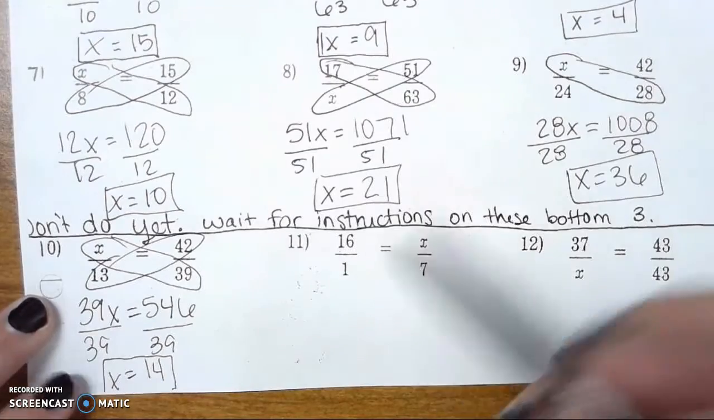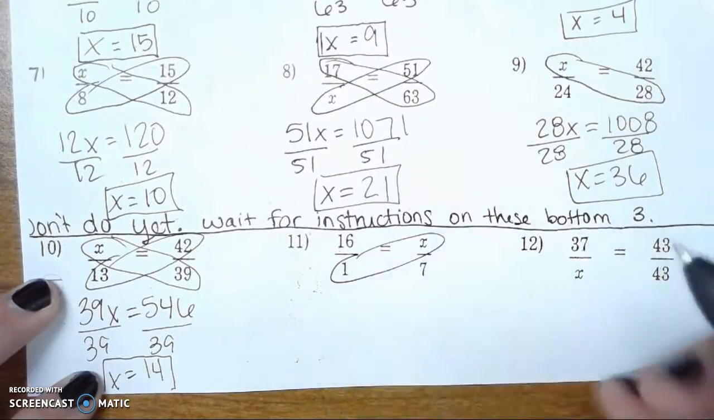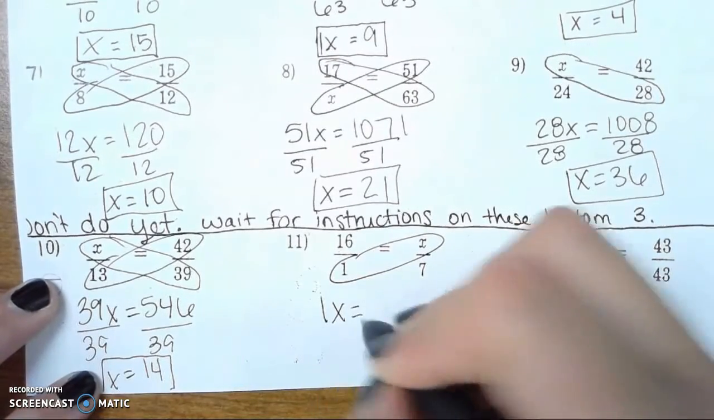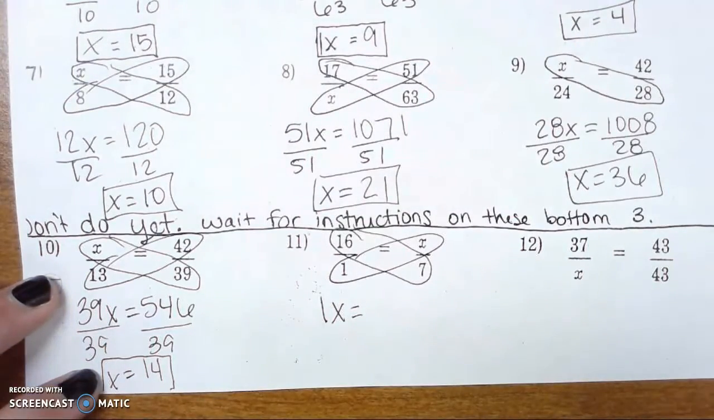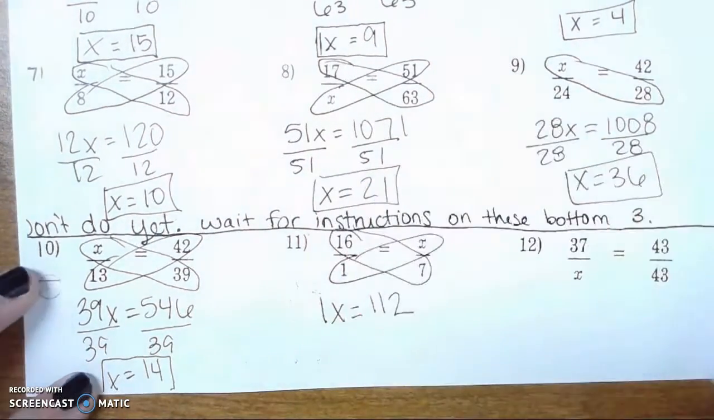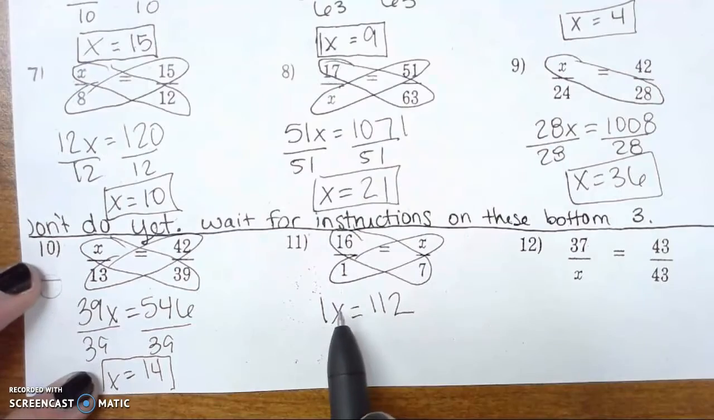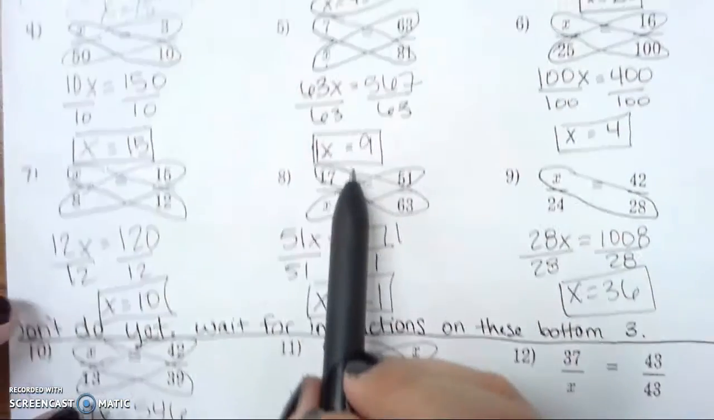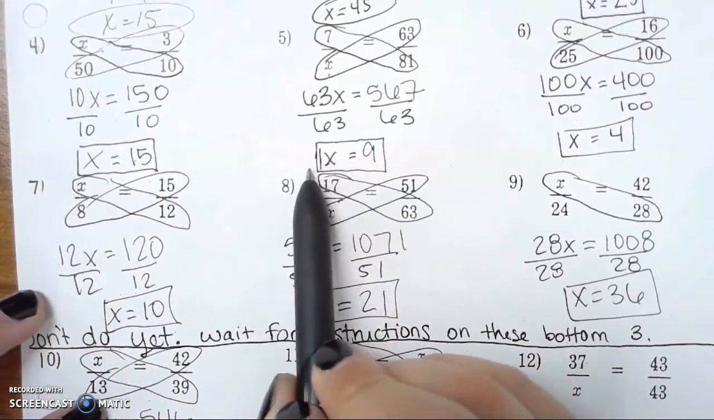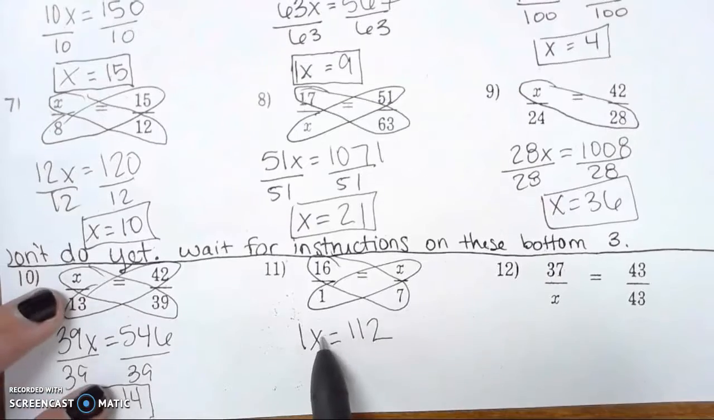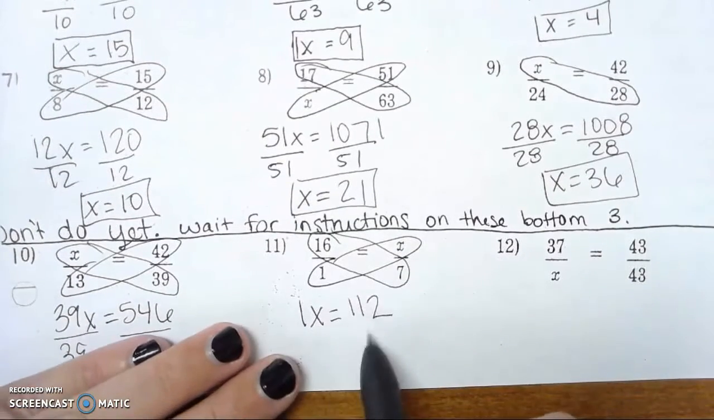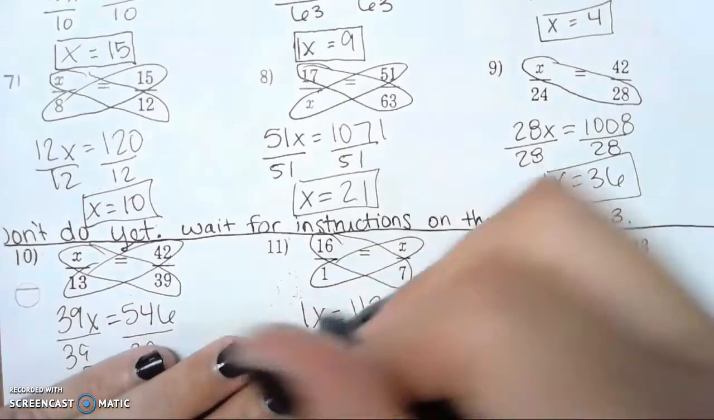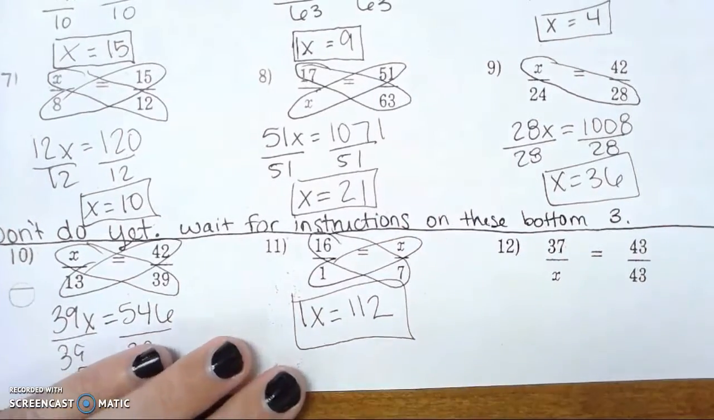Number 11, so cross multiply. 1 times x is 1x, and then 16 times 7 gives you a value of 112. And we want to get x by itself, but remember from number 5 up here that 1x is just the same thing as x. So there's nothing to divide, because if you just divide by 1, you're still going to get that 112. So that means that this is our answer here.